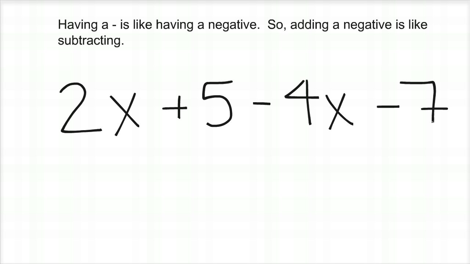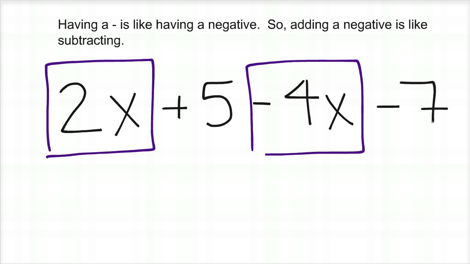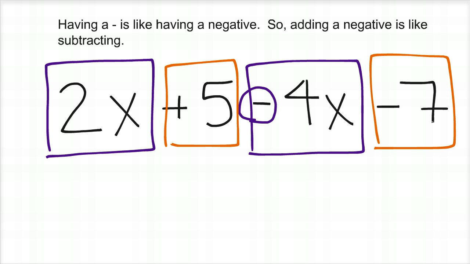If you said terms that contain x to the first power belong to the same family, you are correct. So 2x and negative 4x are like terms. Notice I said negative 4x. That's 2x and negative 4x. Those are like terms because they're both x to the first power. Also, positive 5 and negative 7 are both constants because they don't have a variable.